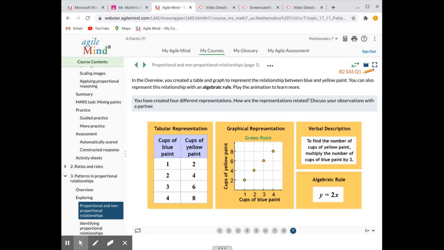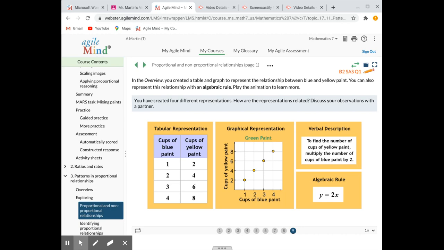So what do you notice that's the same between the table and the graph? They all mark the same numbers. Okay. So what do we notice about the cups of blue and the cups of yellow for every one of these things? That they all match up. Because the cups of yellow paint equals 2 times the cups of blue paint. And they show that in the graph by going up in the same order as the table that we have right up beside it. Good.